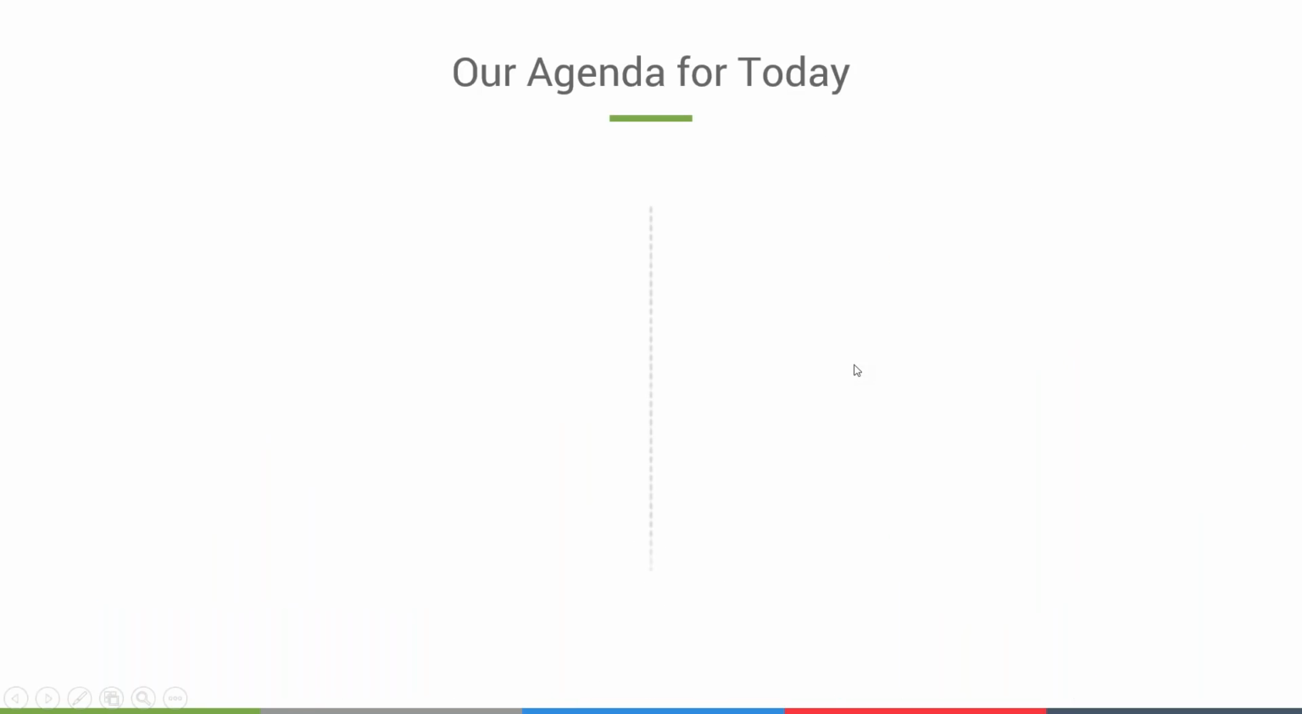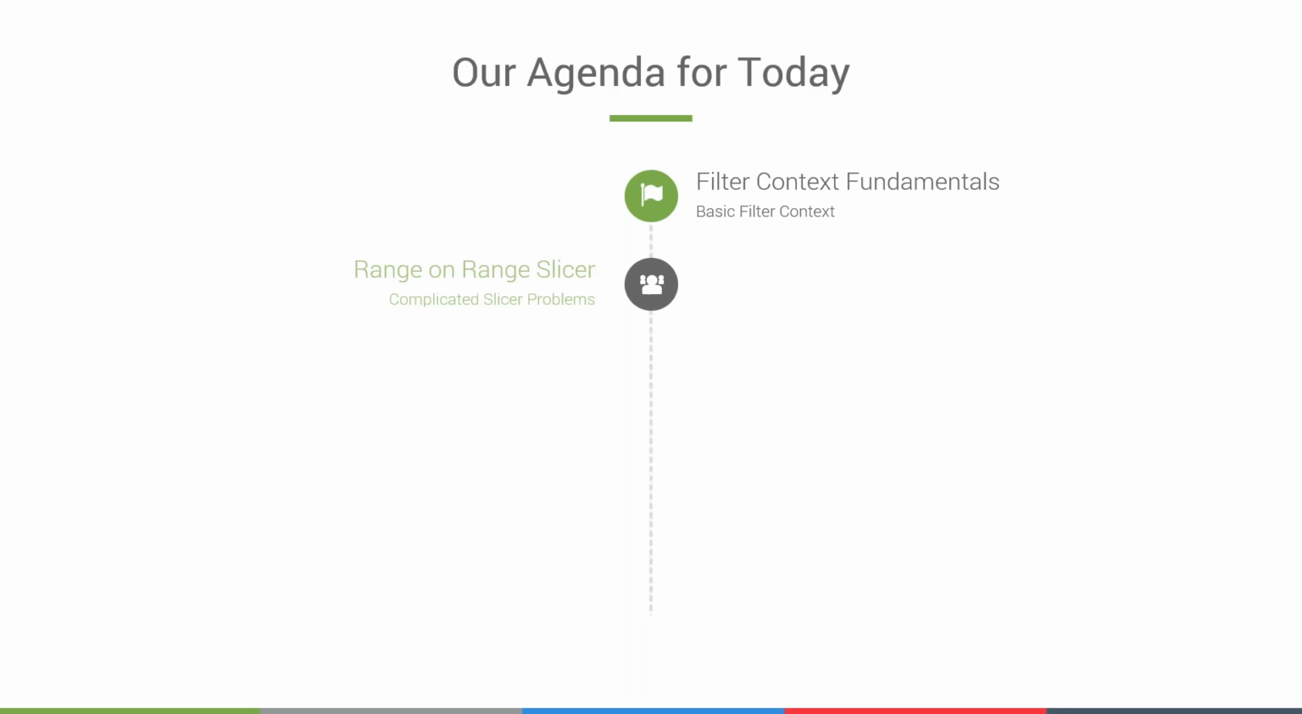Cool. So what are we going to do in this session? Well, we're going to explore a couple of different scenarios that you may come across in your work. But before we do that, we're going to do a very quick run through the filter context fundamentals in DAX, because everything that we're doing today relies on filter context and the understanding of that. Once we've got that down, we're going to work on some interesting problems like the range-on-range slicer.